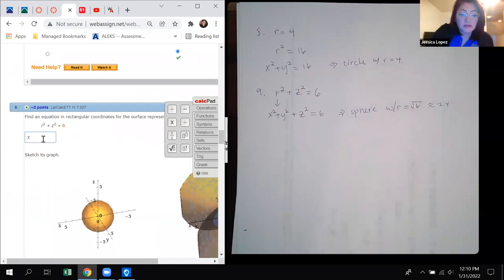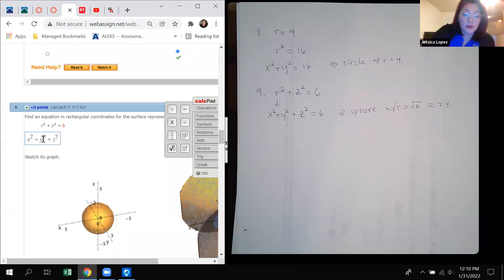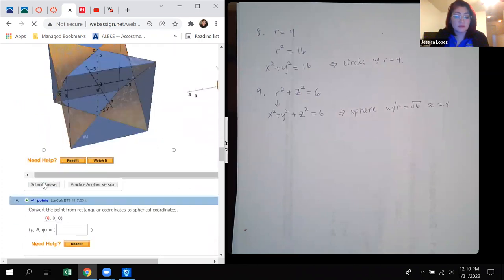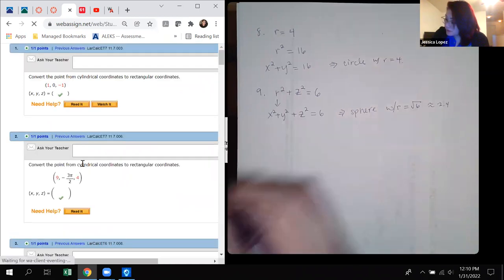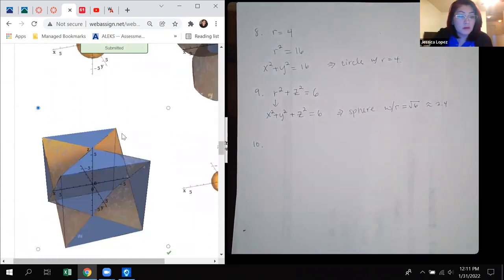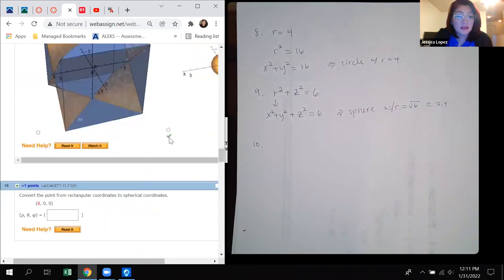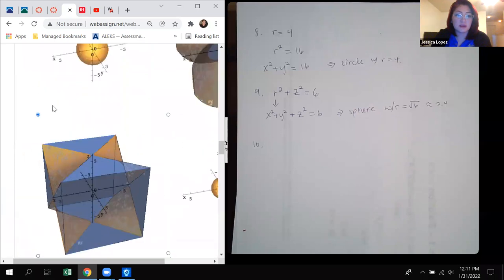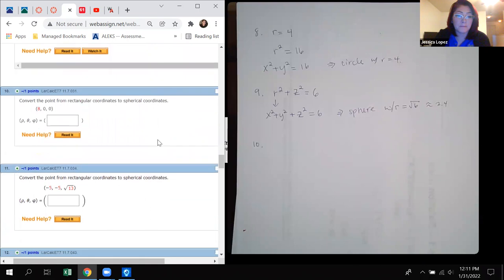And here, let me write x squared plus y squared plus z squared equal to 6. And now we'll check it. It's not telling me that this one is the correct graph. That's just where the check is when you mark the graph correct. It's telling me my answer is correct, even though it's way up there.